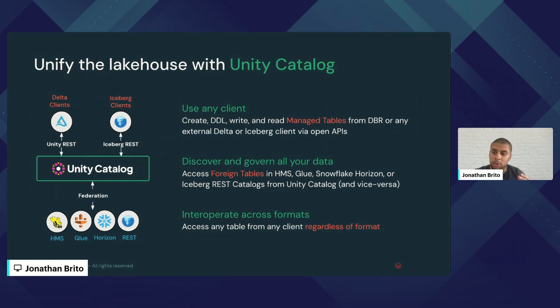Because for a lot of customers, what we've seen is that you're probably going to end up in a world with multiple catalogs just because you have multiple engines that require a specific catalog. So as a result of that, being able to actually access data that's managed by other catalogs becomes equally important for unifying the ecosystem. Lastly, we'll talk about interoperating across formats and some of the work that's happening in open source to make this a lot easier.